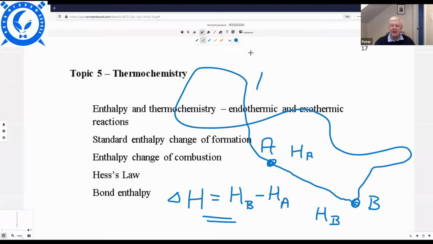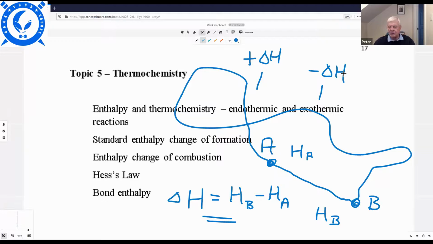I'll put that up here. That's plus delta H. If it's exothermic, it's negative delta H. The convention being that everything into a system is positive, everything out is negative. And then you can have enthalpies for different kinds of processes.